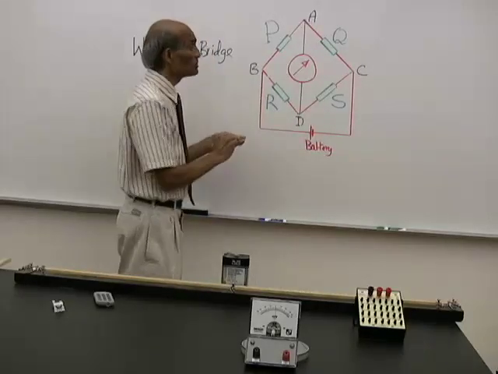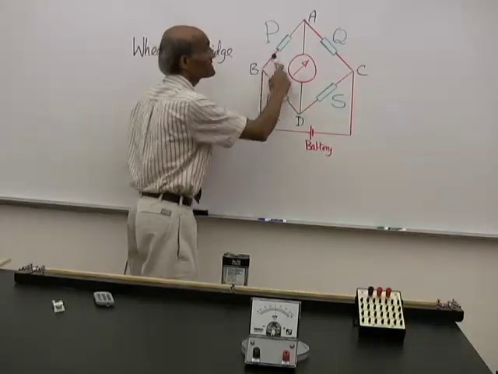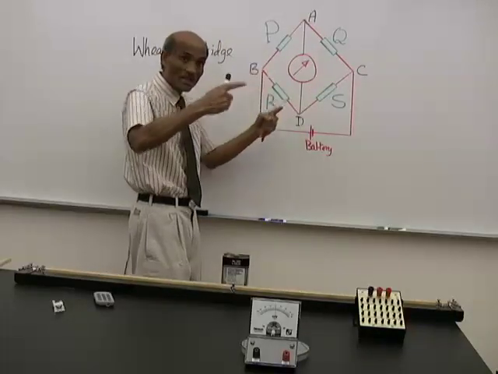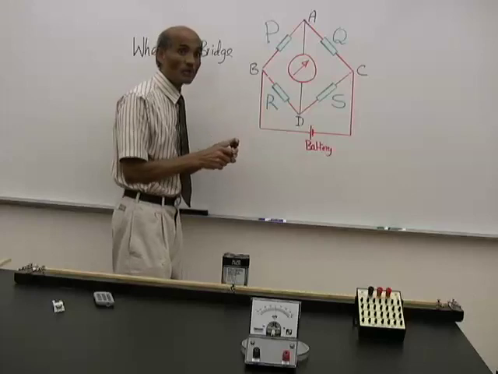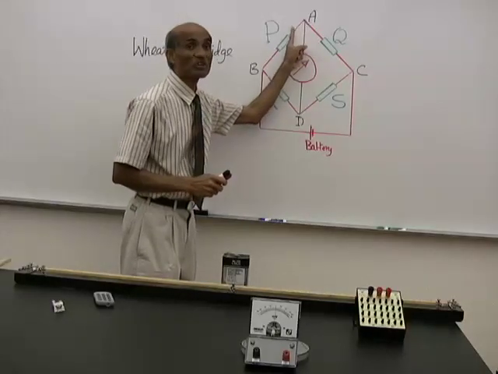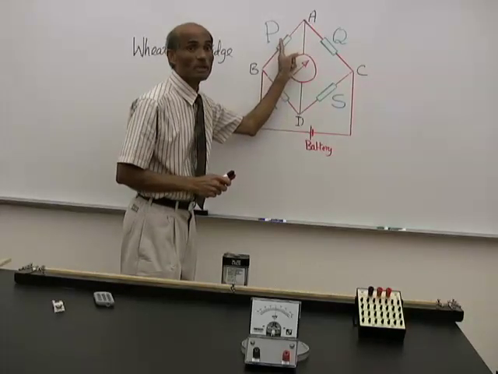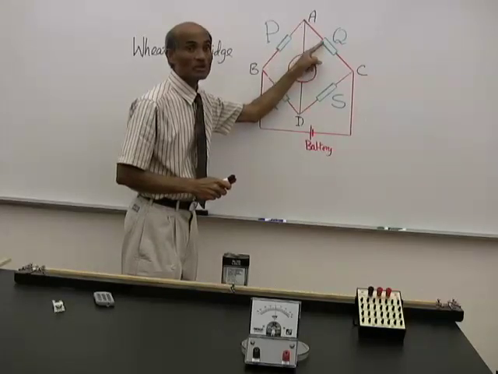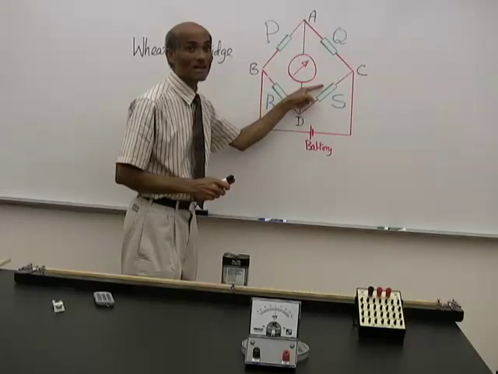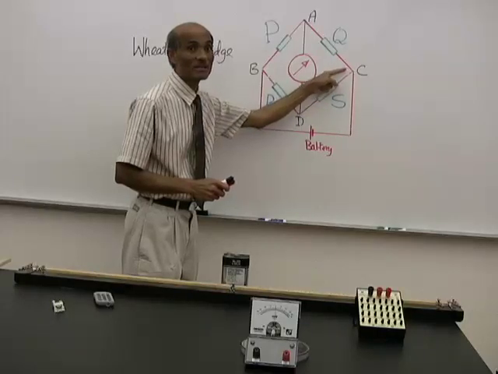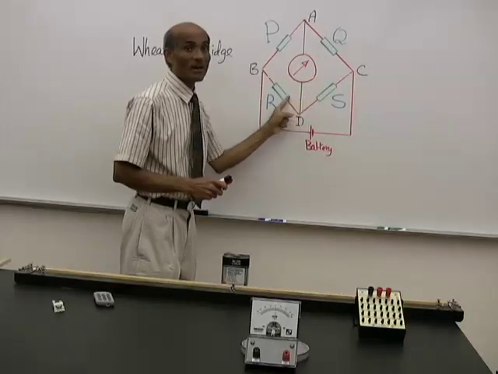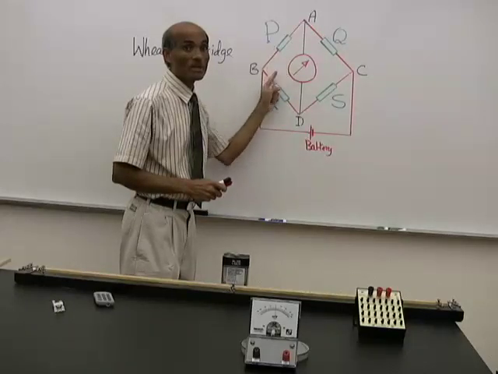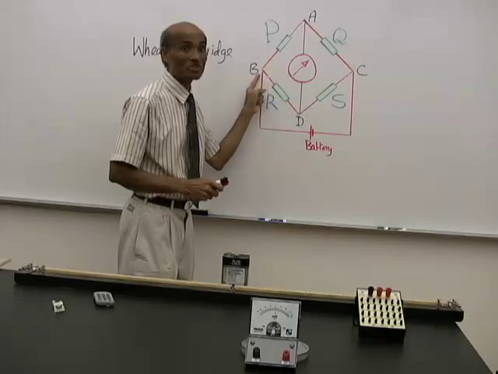You can see those resistors are connected end to end. They are connected in a loop. And I want you to look at the junctions of these. P and Q have the junction A. Q and S have the junction C. S and R have the junction D. P and R have the junction B.